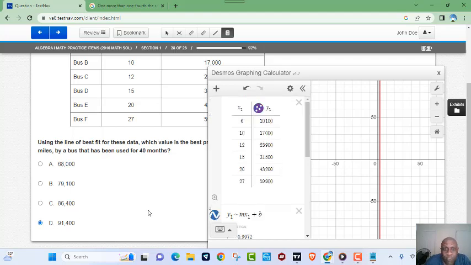Okay, so that's all of the questions here in the Desmos TestNav here.